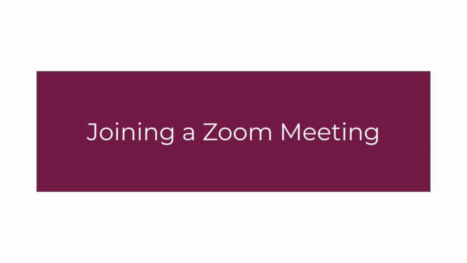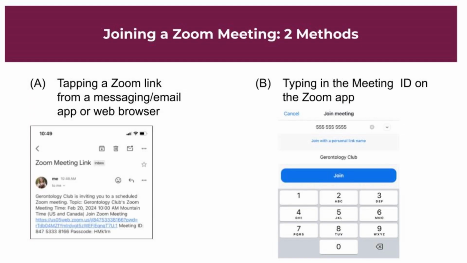Next, we will learn how to join a Zoom meeting created by another person. There are 2 primary methods to join a Zoom meeting. We will discuss both. The first way to join is by tapping on a meeting link that someone has sent you. Another method is to type in the meeting ID number and password if needed on the Zoom app. We will first discuss how to join a Zoom meeting by tapping on a link.